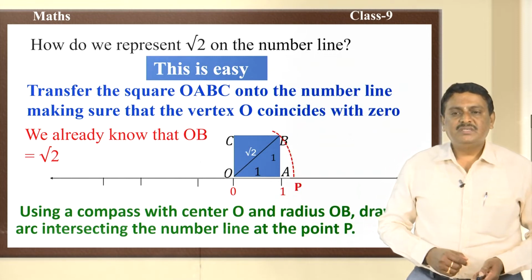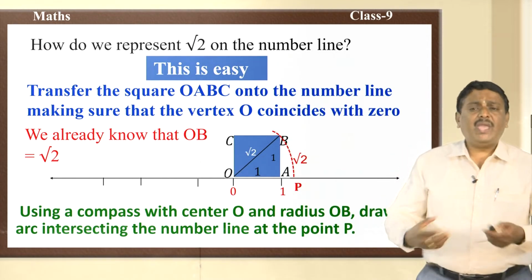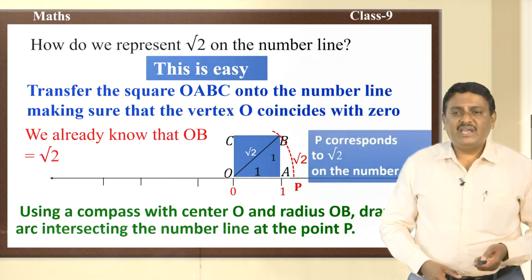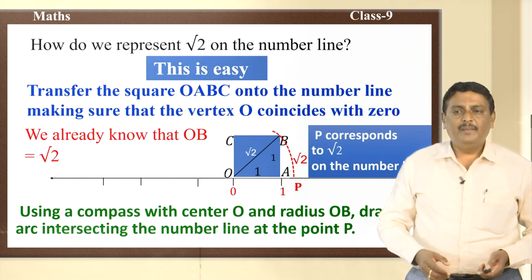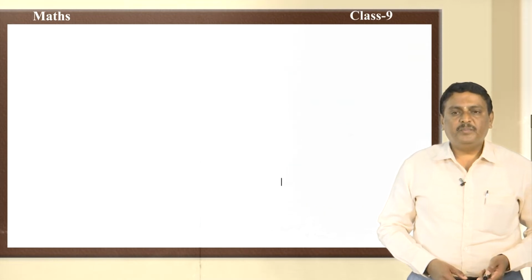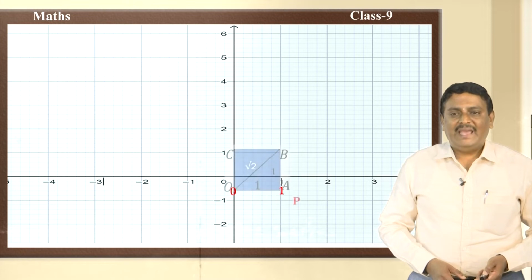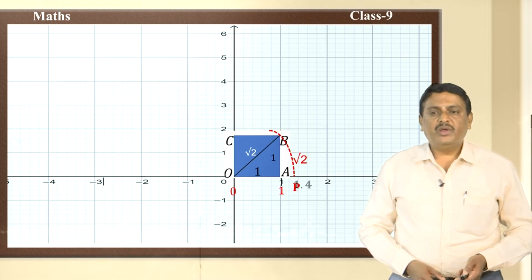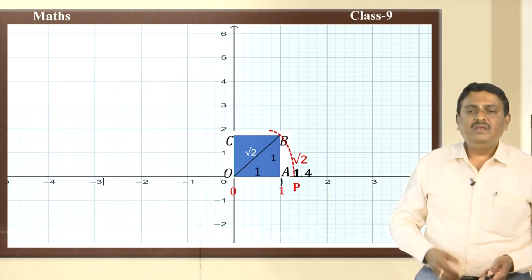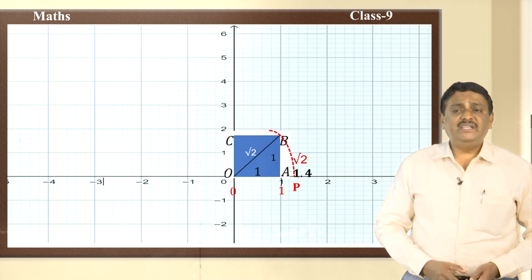Now, this is square root of 2. Here P corresponds to square root of 2 on the number line. You can represent it in the graph and you will get the approximation value. The square root of 2 is 1.4 something. Here the approximation is 1.4. Like that you have to represent square root of 2 on a number line.